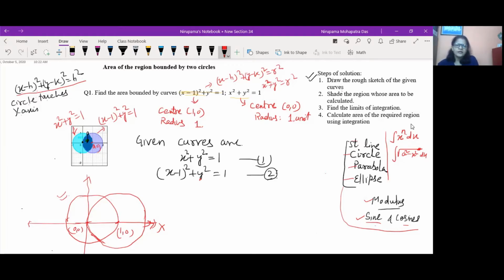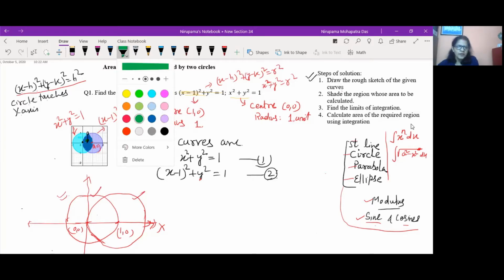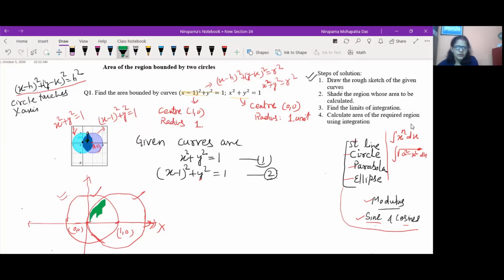So, how to know that? Find the area bounded by two circles, as per the question. Bounded by two circles means this is one circle, this is another circle. So, shade the region whose area is to be calculated. Now you see I'm shading this. The shading should be done like this.